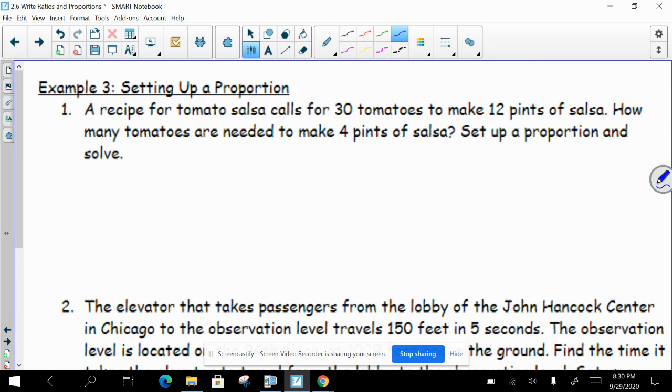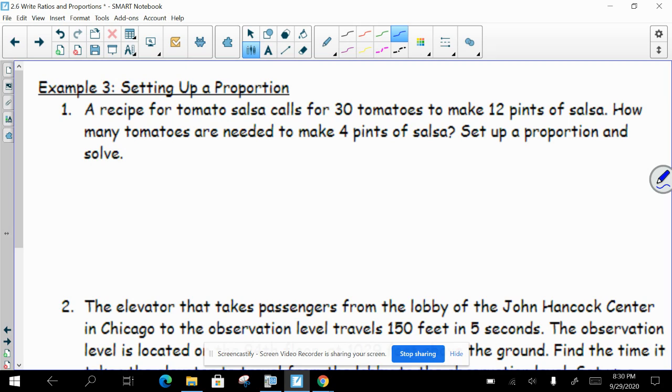All right, all we have to do next are 3 examples. We're going to do some examples with setting up proportions in real-world situations. The first one is a recipe. A recipe for tomato salsa calls for 30 tomatoes to make 12 pints of salsa. How many tomatoes are needed for 4 pints of salsa? Set up a proportion to solve.